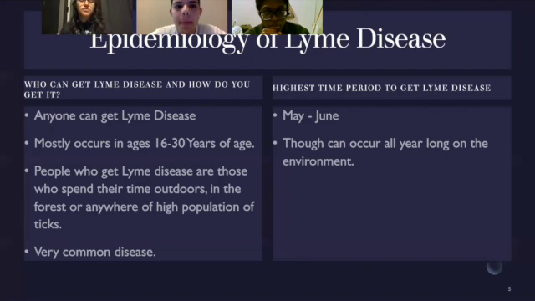It's predominantly in forests, mountains, anywhere that's highly populated with ticks, mostly outdoors if you're spending quite some time out there. And it's a very common disease. It's not like a typical virus or anything, but it occurs all year long. The highest rates are in the summer, starting in May and ending in June.